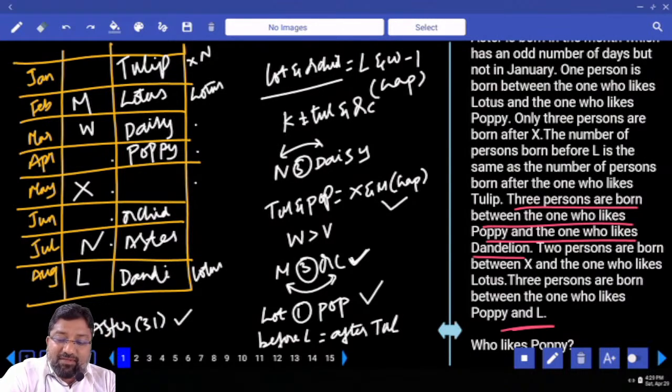There is one flower which is left out. What is that one flower?